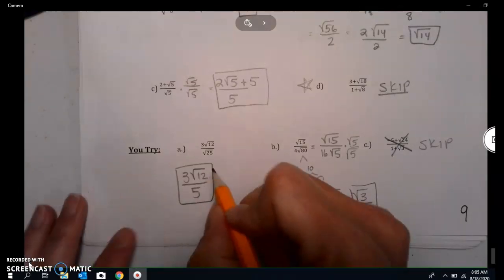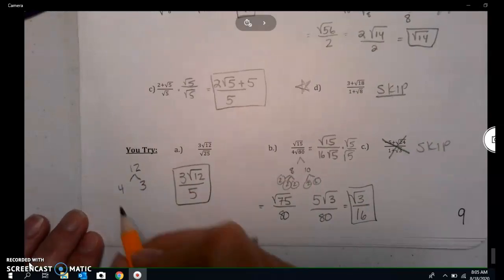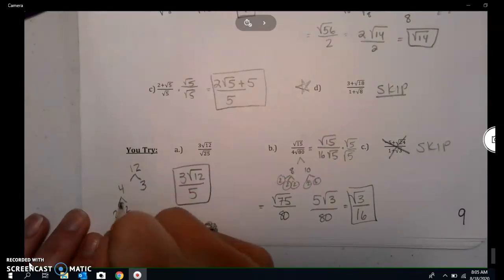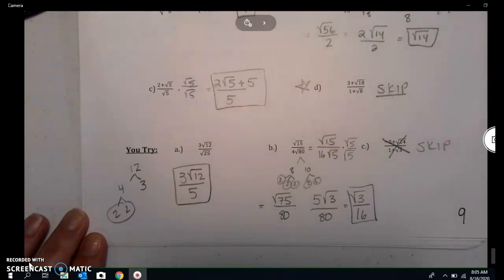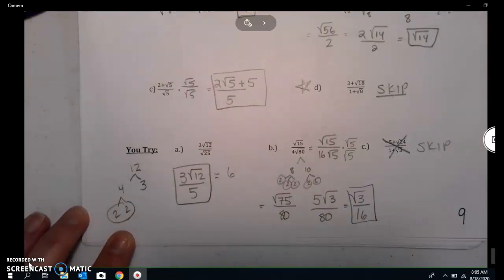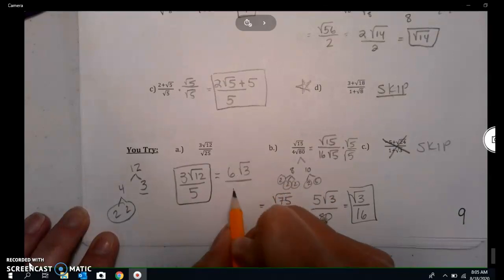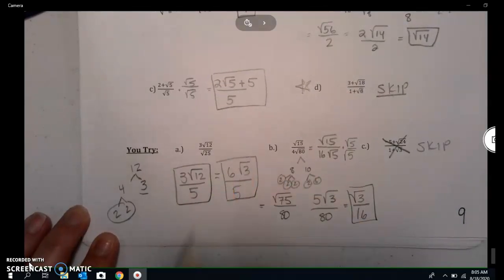So rad 12, right? 12 breaks down into 4 and 3. 4 is a 2 and a 2. So we're going to have a 2 pop out multiplied by that 3 in the front. So that's really 6. And then underneath the radical is 3, and a 5's on the bottom. So that is actually the answer. I hope some of you caught my mistake.